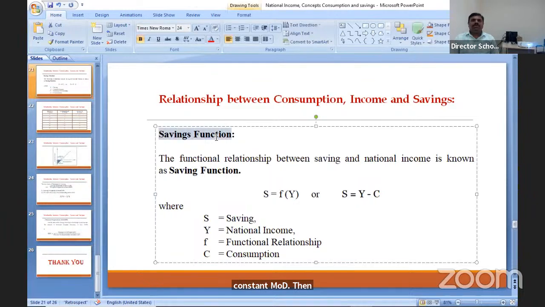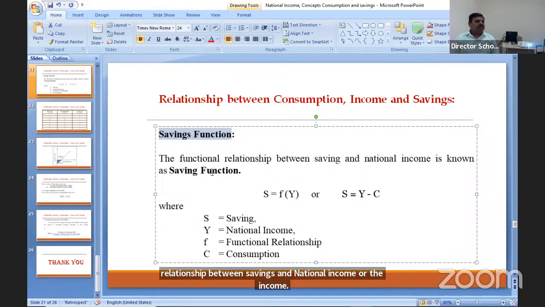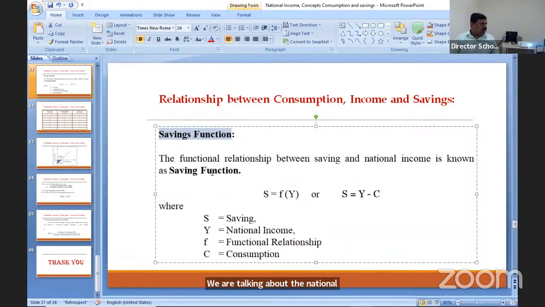So this is the savings function. The next thing is the savings function. The savings function basically showcases the functional relationship between savings and national income or the income. We are talking about the national income. Is this? We are talking about the aggregate level, the general economy, the whole economy. So therefore, they have included the relationship between savings and national income.